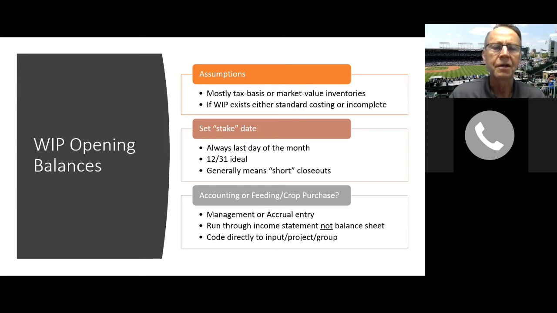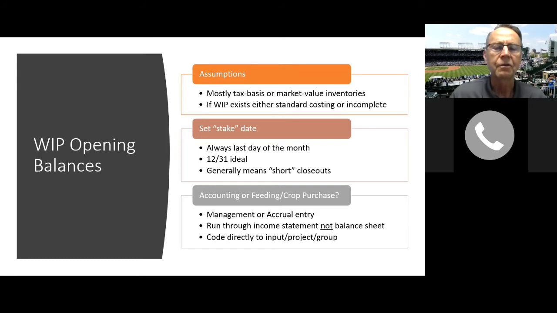So the ones that do have a balance sheet with inventories on it, that generally exists either based on standard costing or it's incomplete, ignoring important details like adjusting for the current inventory value of gestating animals, or recognizing just the cash investment of seed, chemical, and fertilizer in growing crops, but leaving out the work in process contribution of labor, fuel, and machinery.